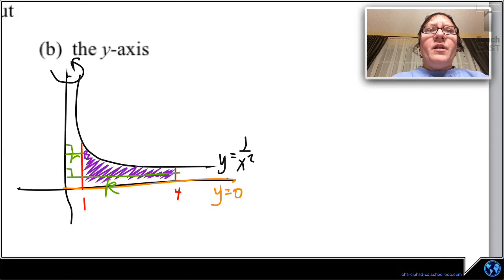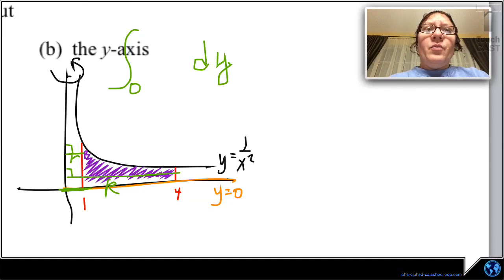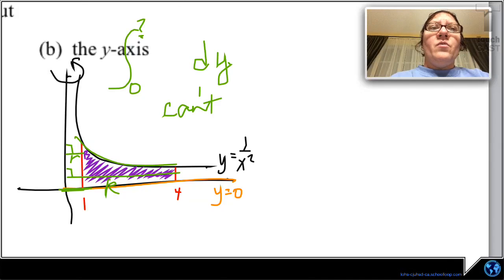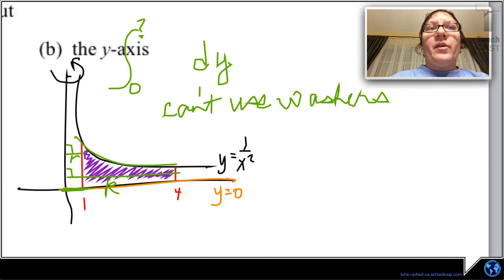Except then I have to use, of course I'm using dy, and I would need to know the bounds for y. Well, the lowest bound on my shaded region would be 0, but the highest bound, that's a problem because this bound is not static, it's changing. So I don't know what number to use for that upper bound, and therefore I can't use washers. So the only other option I now have is I must use shells.